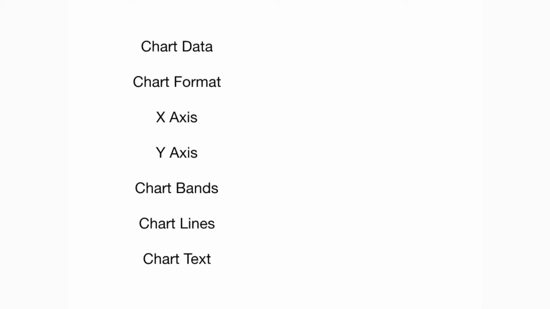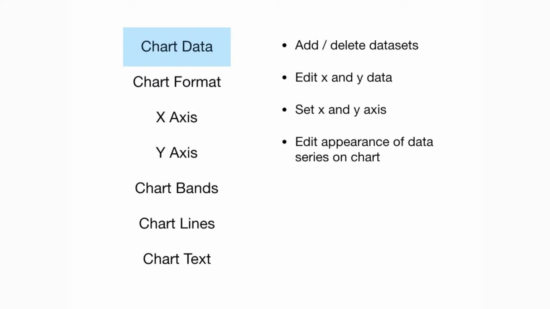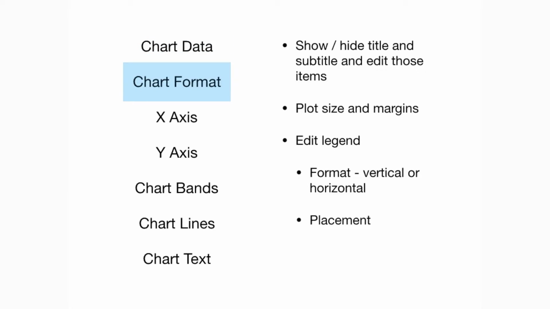Alright, so what are your options? If you're selecting data in that section, you can add or delete data sets, edit the X or Y data, set what axes that data falls on, and then edit the appearance of the data series on the chart. In the chart format section, you can show or hide the title and subtitle and edit those contents. You can change the size and margins of the charts. You can edit the legend, which is change its placement and change how it's shown on the chart.